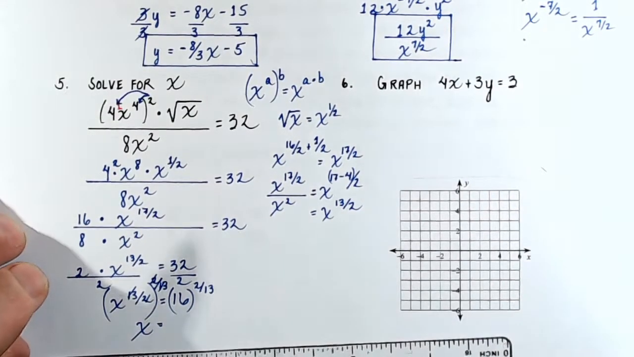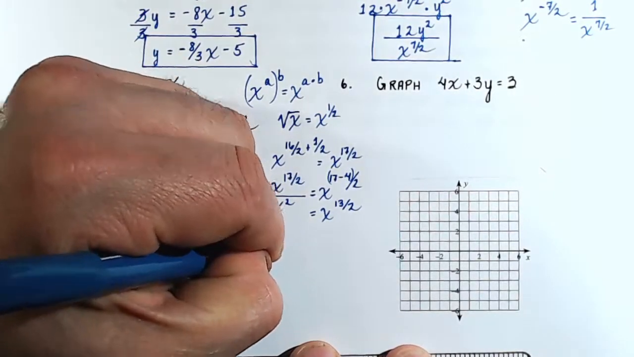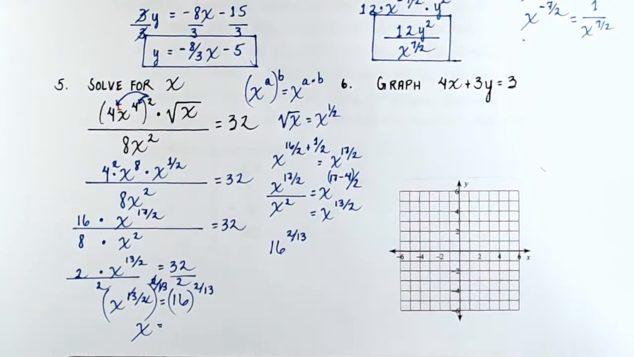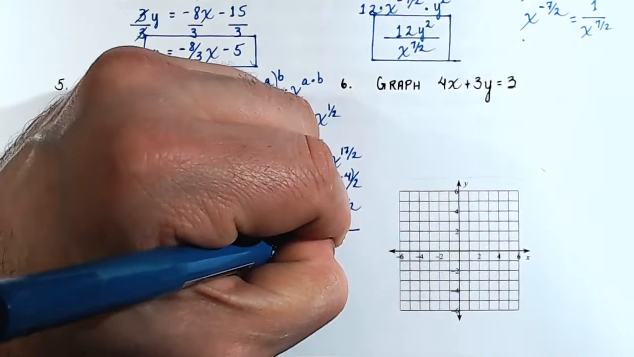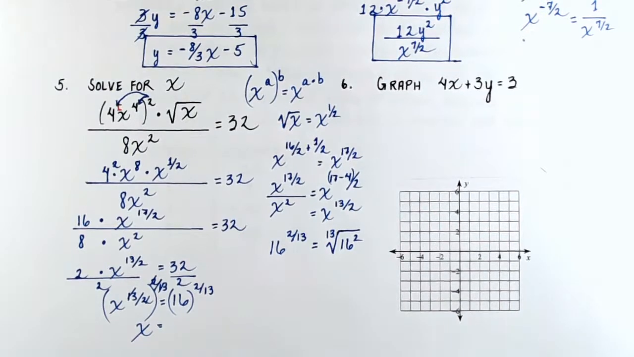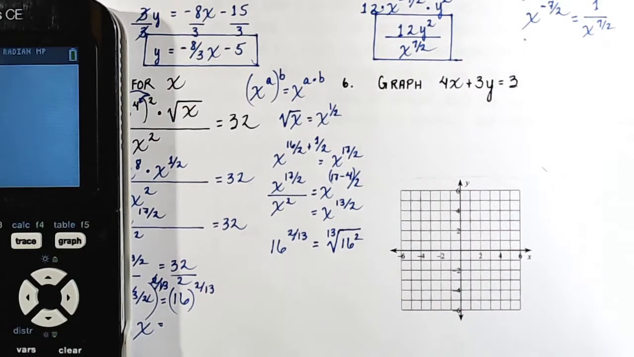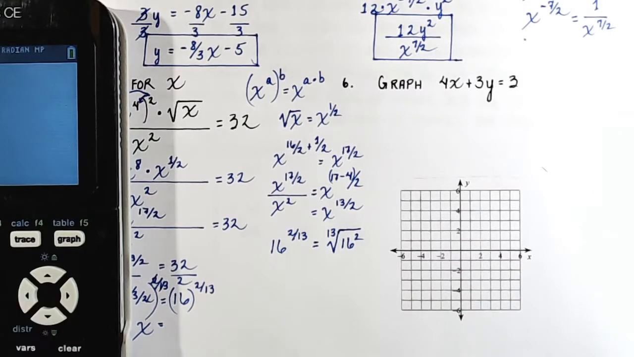All right? Let's think about what that is. 16 to the 2/13 power. What that means is we're taking the 13th root of 16 squared. All right? It's easier to put it into a calculator. You just put 16 and you raise that to this fractional power 2 over 13.